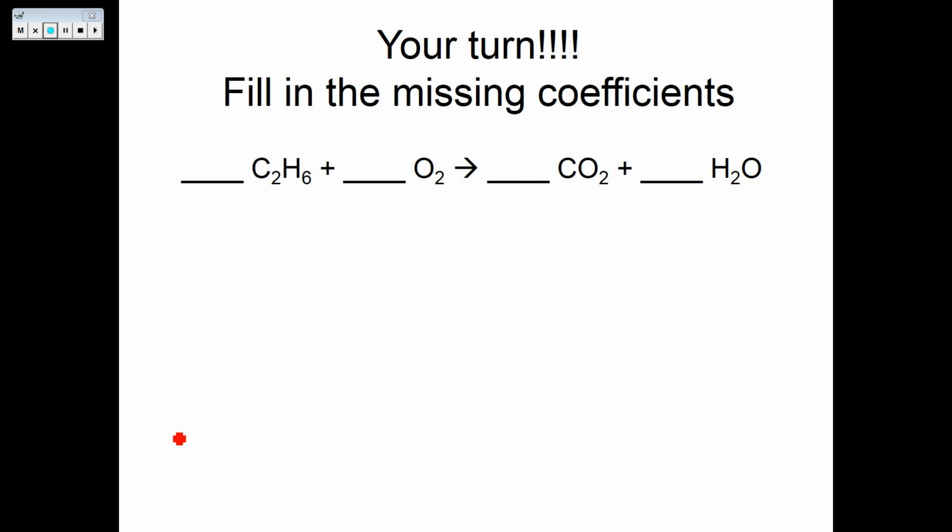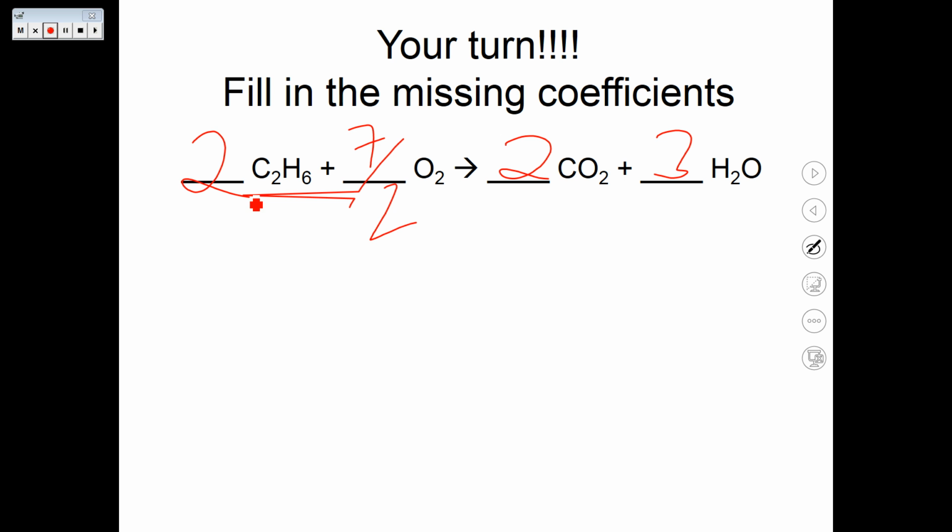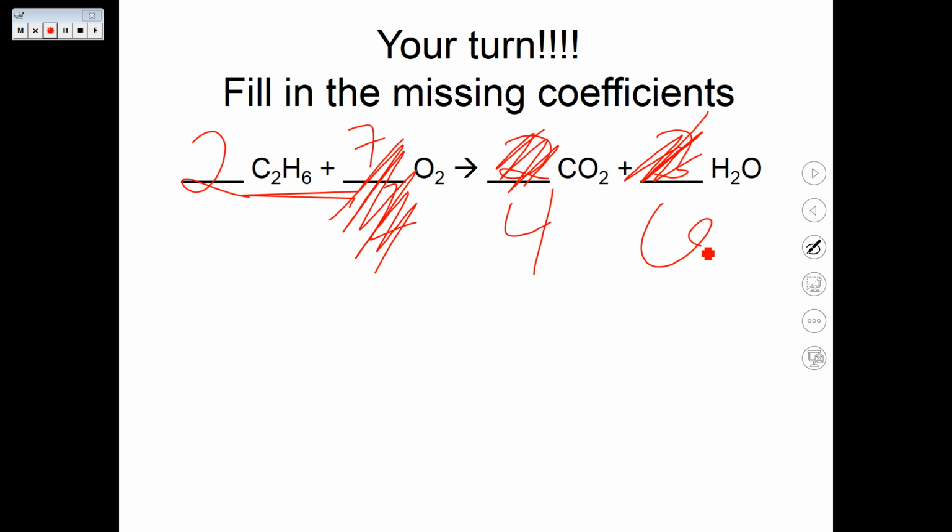That was very inconvenient. So there's a 2 there, there's a 3 there, there's a 7 over 2 here. You're going to multiply 7 over 2 by 2, which just turns that into 7. You're going to multiply this by 2 to give you 4, and this by 2 to give you 6. So now the ratio is 2 to 7 to 4 to 6.